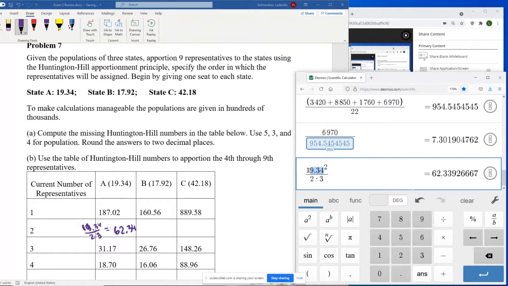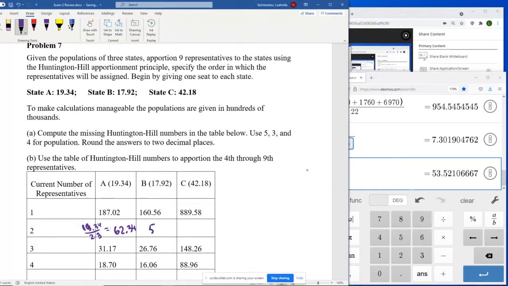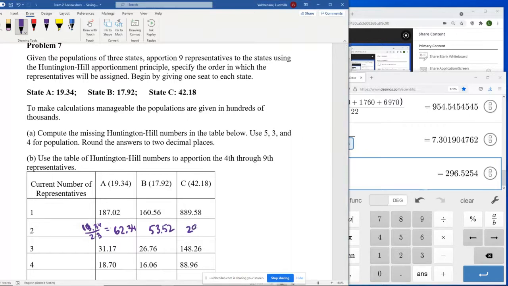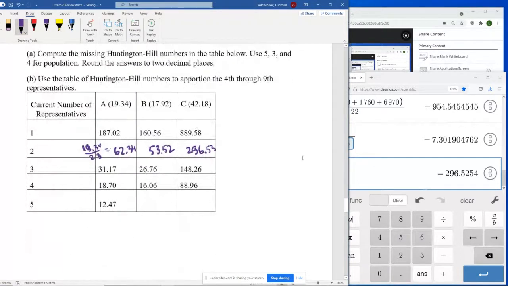For the second state, the population is 17.92. So the Huntington-Hill number will be 53.52. And for the third state, the population is 42.18. And the HH number is 296.53. Okay, now let us assign the representatives.